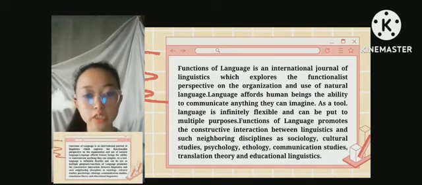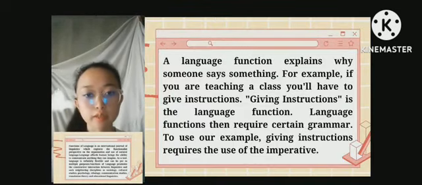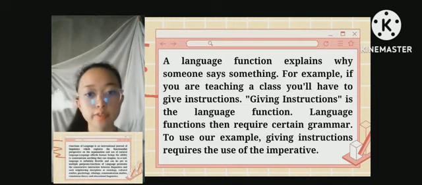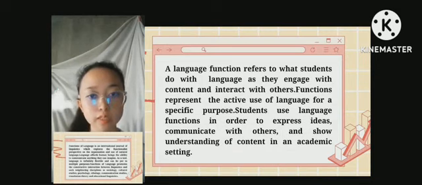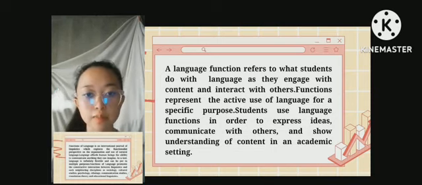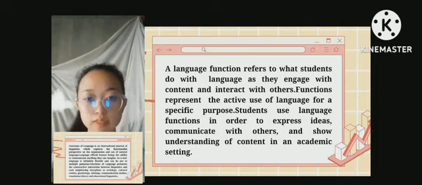Functions of Language is an international journal of linguistics which explores the functionalist perspective on the organization and use of natural language. Language affords human beings the ability to communicate anything they can imagine. As a tool, language is infinitely flexible and can be put to multiple purposes. Functions of Language promotes the constructive interaction between linguistics and such neighboring disciplines as sociology, cultural studies, psychology, ethology, communication studies, translation theory, and educational linguistics.